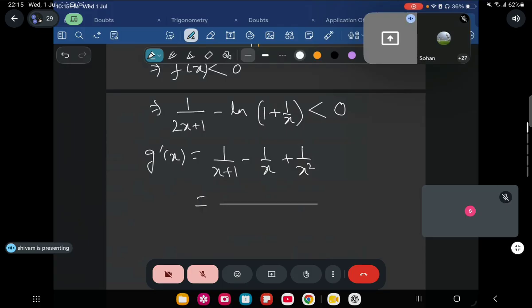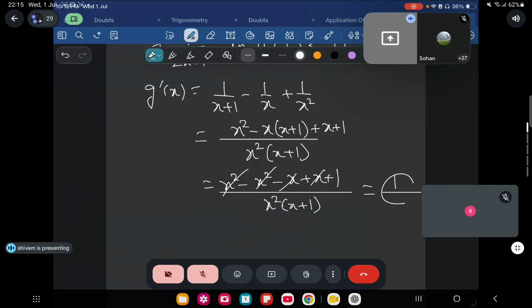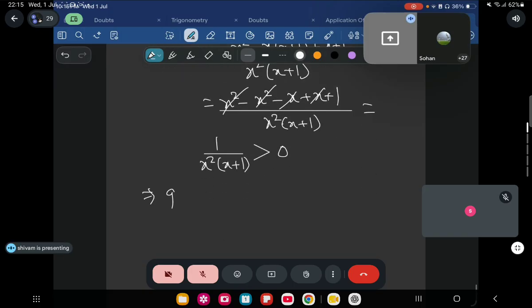Okay, let's take LCM: x square into x plus 1. See, the denominator is positive. Numerator would be x square minus x into x plus 1 plus x plus 1. Let's see what we are getting. This will give us x square minus x plus 1 divided by x square into x plus 1. These two get cancelled, so we are getting 1 by x square into x plus 1. That means g dash x is also positive, right? This implies g dash x is also positive. This implies g is increasing.